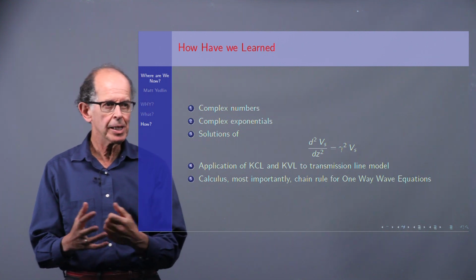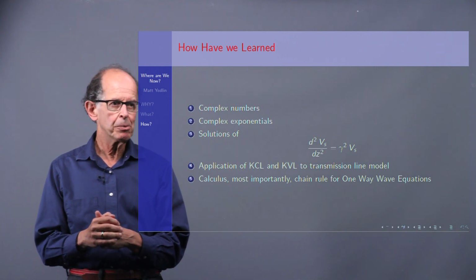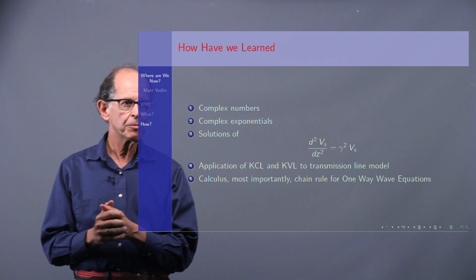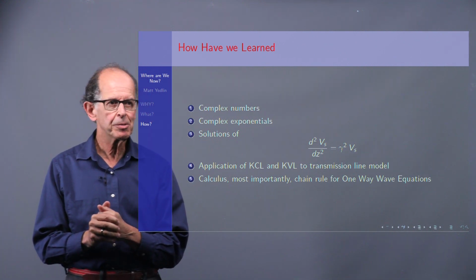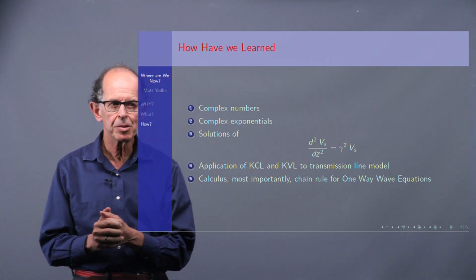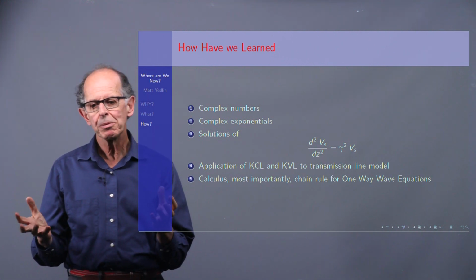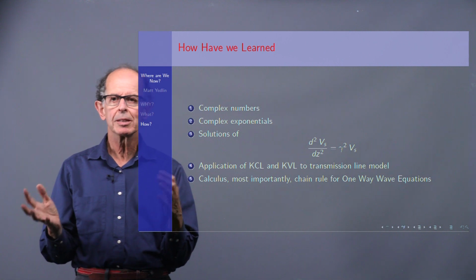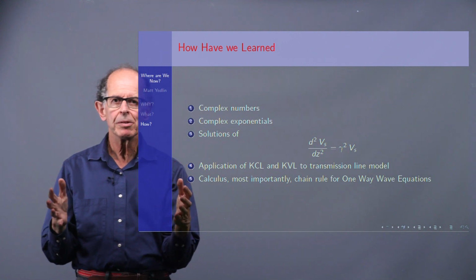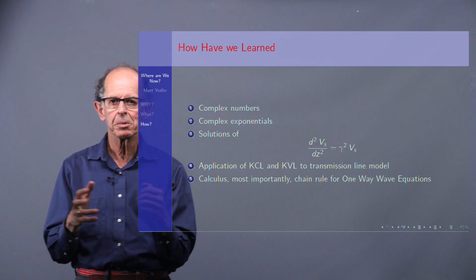In the next slide, we see how we've done this. If you look at the list, most of those items are all previously done: complex numbers, complex exponentials, and the solution of that straightforward second order ordinary differential equation in terms of exponentials, e to the plus or minus gamma z. And we applied circuit knowledge, KCL and KVL, to get the waves arising out of an equivalent circuit to the Maxwell equations. That's really the way to describe what we've done.